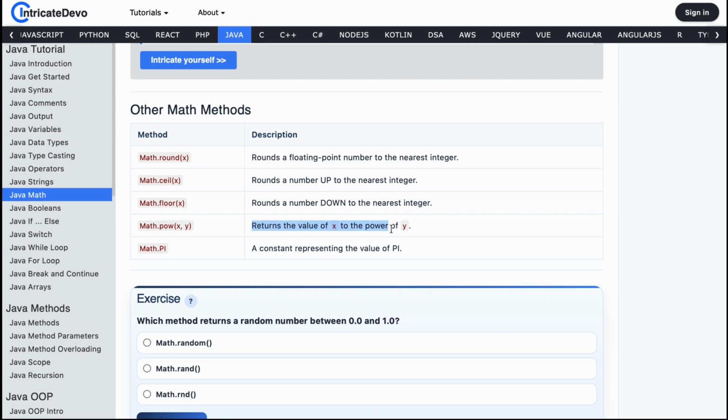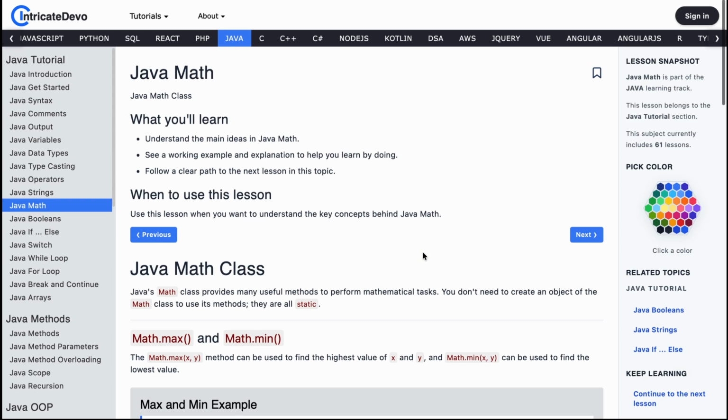And finally, if you need exponents, use Math.pow(x, y) to raise a number to a power, or grab Math.PI if you ever need a highly accurate value of pi for geometry equations. And that is the Java Math class in a nutshell. It saves you from rewriting basic math logic from scratch.